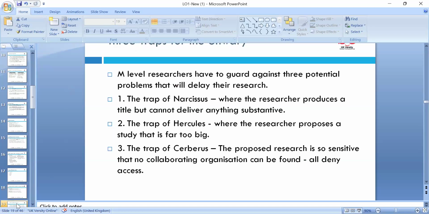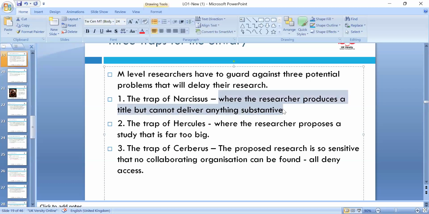Okay, so at my level of research, always look at the potential problem of delaying the research, the research trap. We need to think about the research, but it cannot deliver anything substantial. The trap is a study that is far too big. The researcher provides a title that cannot be delivered, because we say we'll do the research in all of Qatar, but we don't have access. We can't do it. So you have to narrow down to the city, the organization, or the industry.